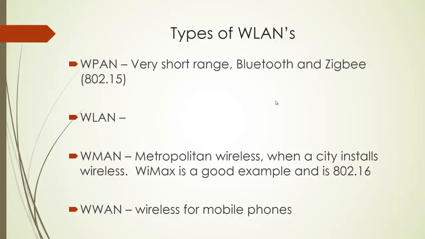So a WPAN is a wireless personal area network, and that is governed under 802.15. Then there's wireless LAN. We all know what wireless LANs are. That's the stuff that we work on in class. Then there's a wireless MAN, metropolitan area network, and again, it's just when a city installs wireless. And then we have a WWAN, and this is wireless for mobile phones. So make sure you're good with all those.